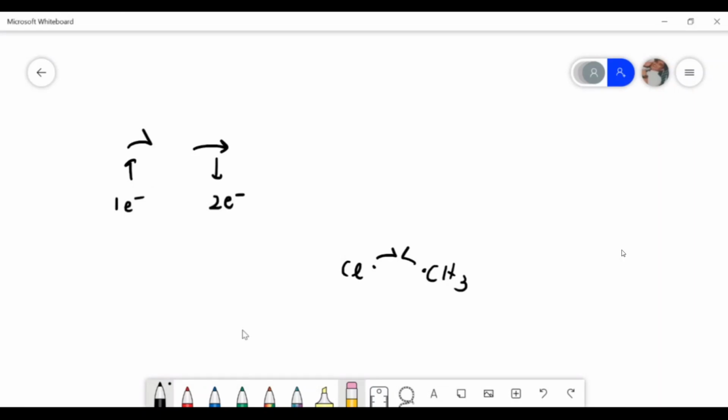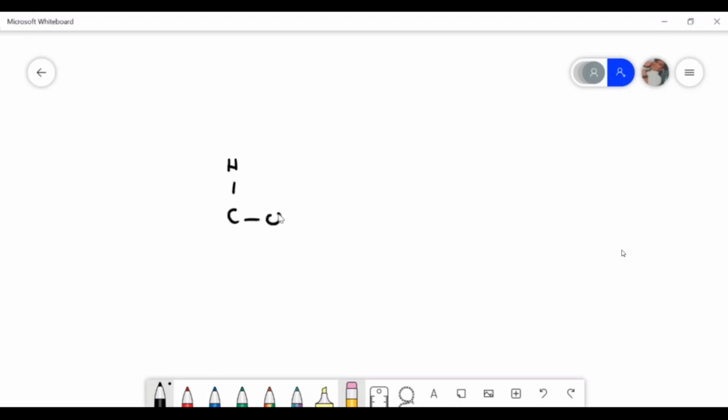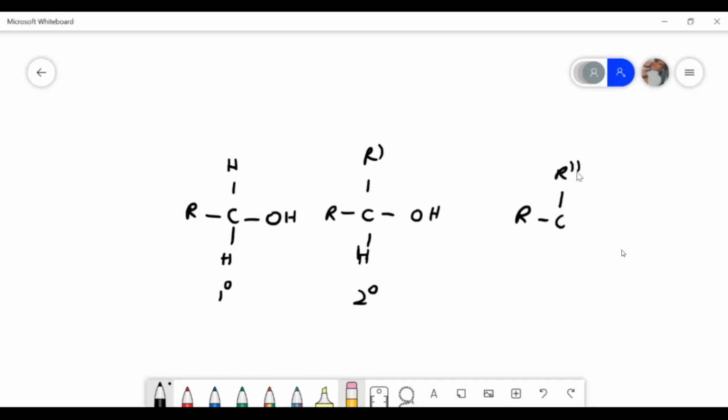Now, let's go through the degree of substitution. This is a very simple concept, so I'll just give you a simple example with alcohols. This is a first degree alcohol. This is a second degree alcohol. I'm just going to use R prime. R prime just denotes a different R group from R, which is why it has the prime. This is a third degree alcohol. So these are first, second, and third degree. What degree alcohol is this?